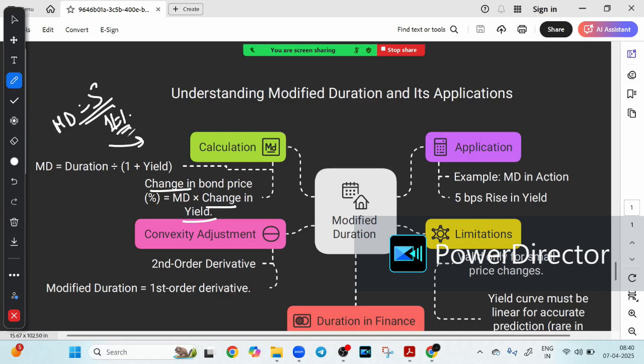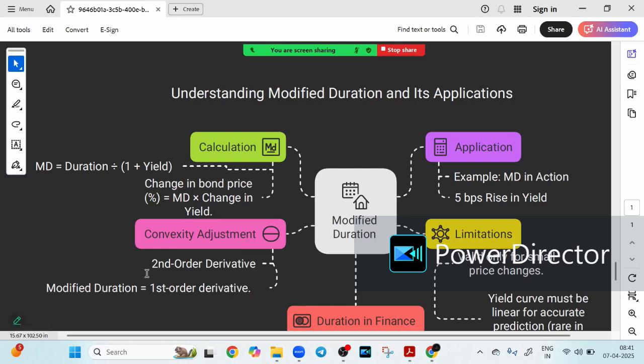Very much clear. Now friends, if you look at the convexity adjustment, you can see here. Modified duration is the first order derivative. It means that it shows the initial impact of a rate change. Remember, this modified duration is called the first order derivative, right? Because it shows the initial impact of a rate change. But for a bigger non-linear move, we have a convexity adjustment, which we call the second order effect, right? In simple terms, duration is a speedometer, while convexity means steering adjustment on the curve, right? So modified duration, remember, is the first order derivative, right?